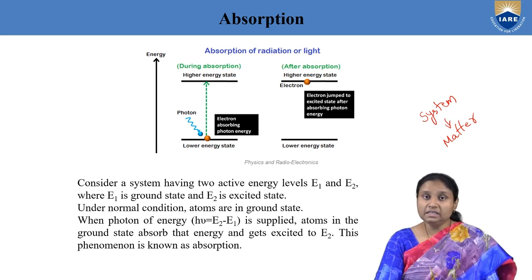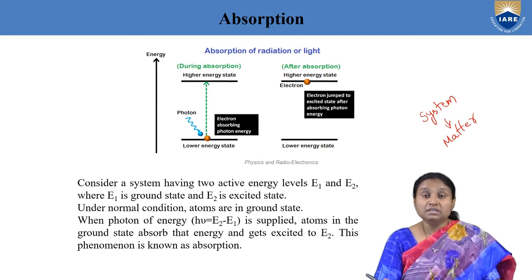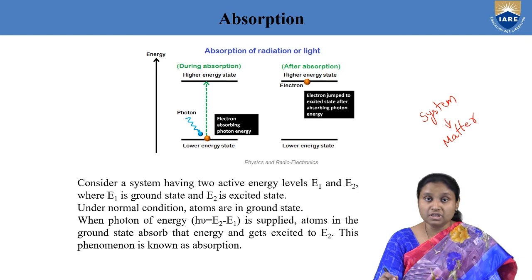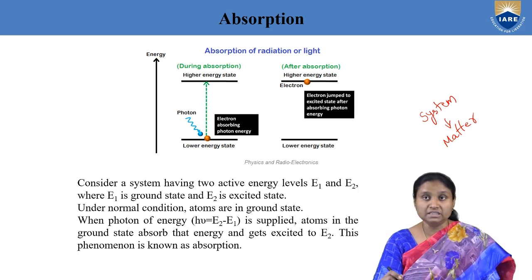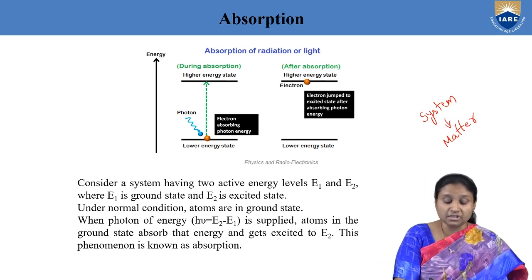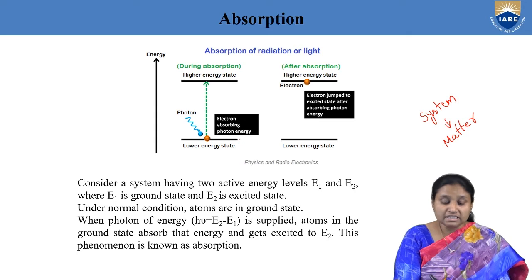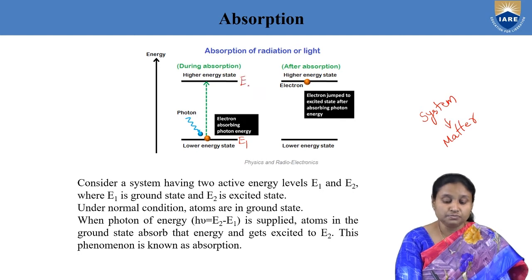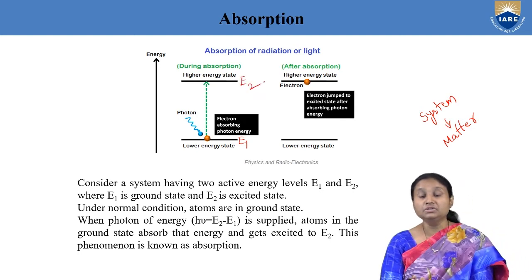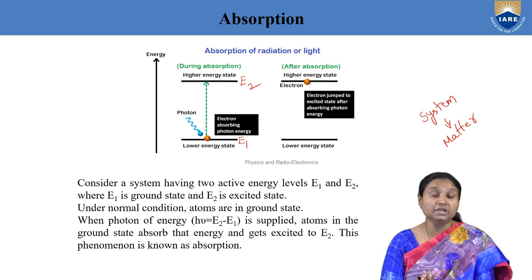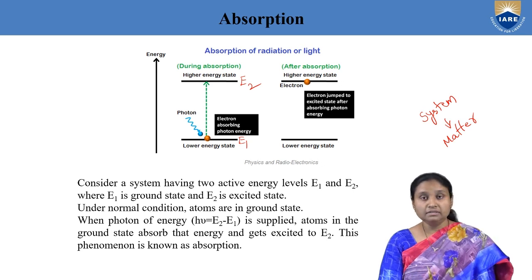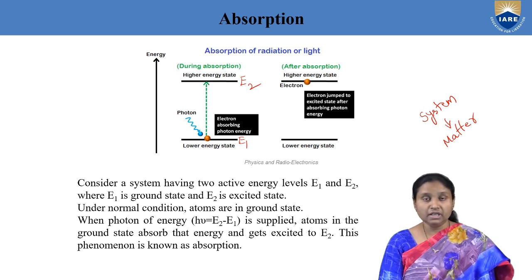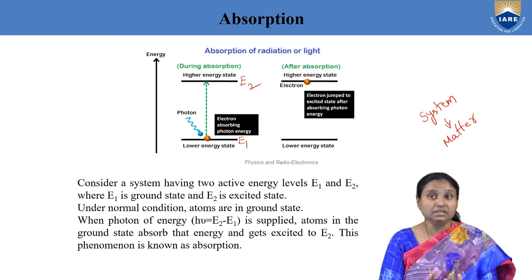So if you take any type of matter system, and for simplicity's sake, in order to understand this phenomenon of absorption, I have taken 2 active energy levels. Now, if you look at this figure, this lower energy state, let us call it E1, and this higher energy state, let us call it E2. So I have taken 2 active energy levels in a particular matter system: this lower energy state E1, and of course we have the upper energy state E2.